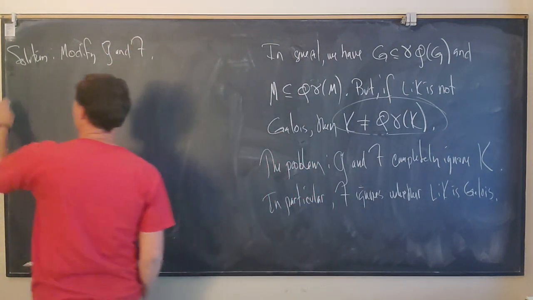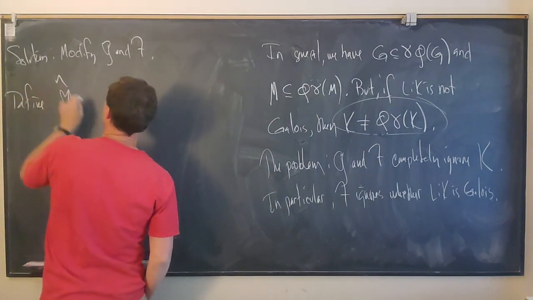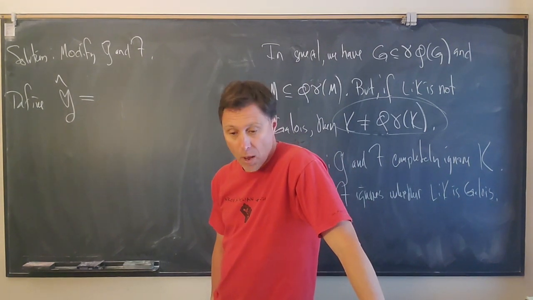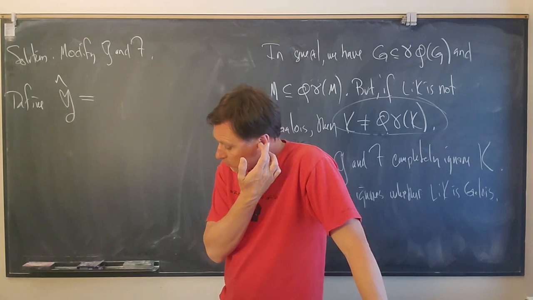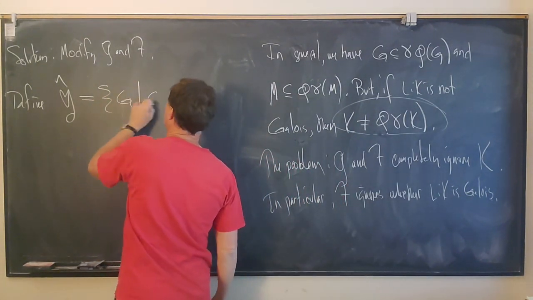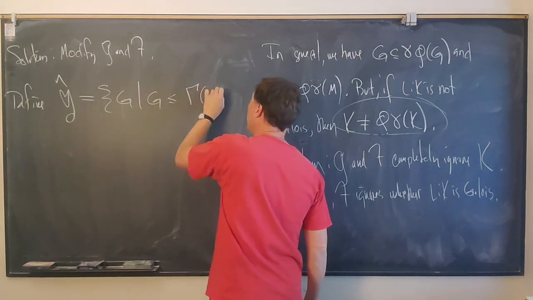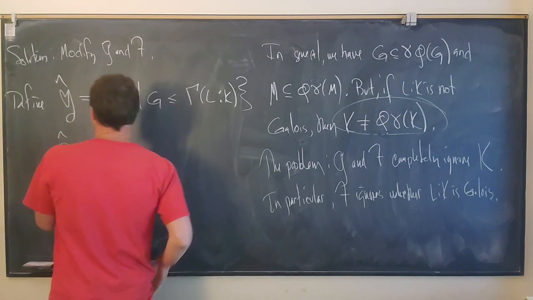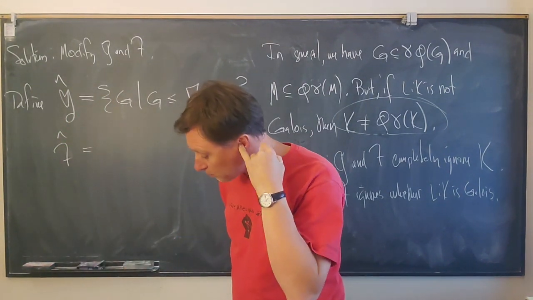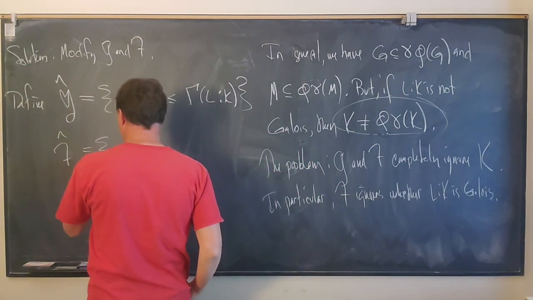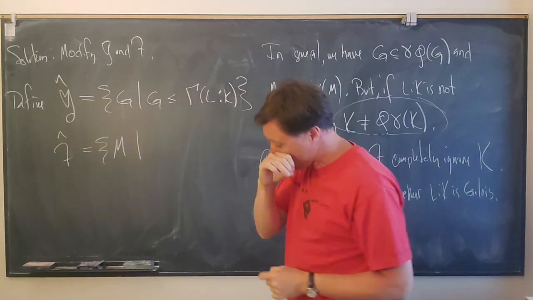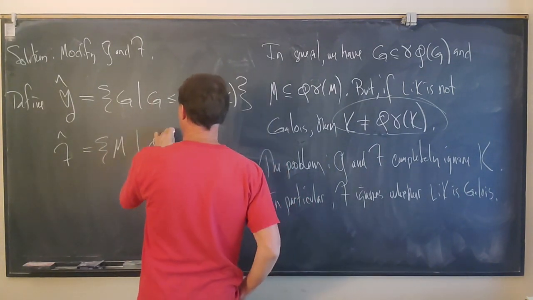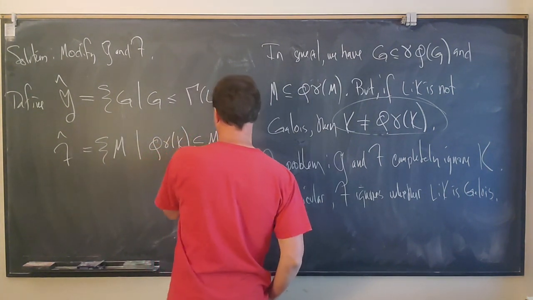So what we're going to do then is define, first, script G hat. Remember, script G is the set of subgroups of the automorphism group of L. Now what we want to do is add some mention of K. So it'll be the set of all G such that G is a subgroup of the automorphisms of L that fix K. Also, we'll have an F hat. That's going to be the set of all fields. Before they were just subfields of L. Now we want subfields that lie in between phi gamma of K and L.